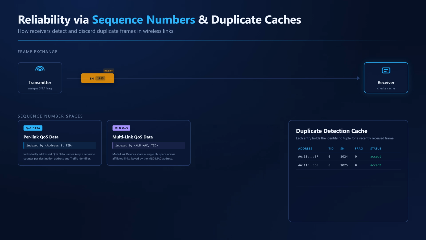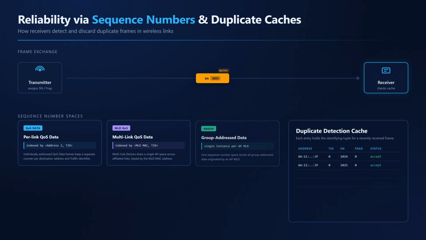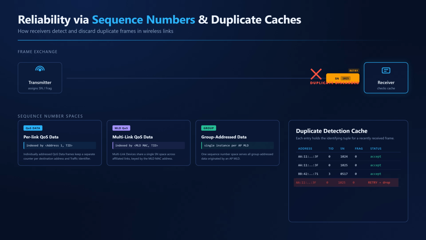If a new frame arrives with an identity that matches something already in the cache, the receiver recognizes it as a redundant copy and discards it immediately. To keep this organized, the system manages these identifiers using distinct number spaces depending on the type of traffic being handled. For example, high-quality data intended for a specific device uses a numbering space indexed by both the device's address and its traffic identifier. This allows the system to track different streams of data separately without them getting mixed up.